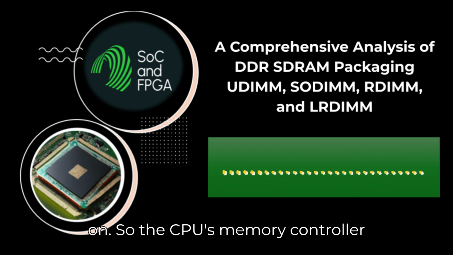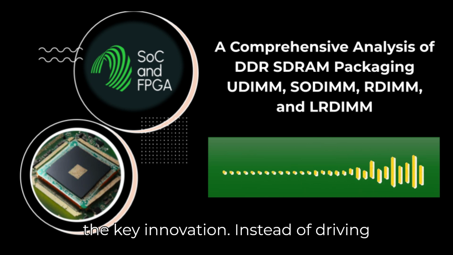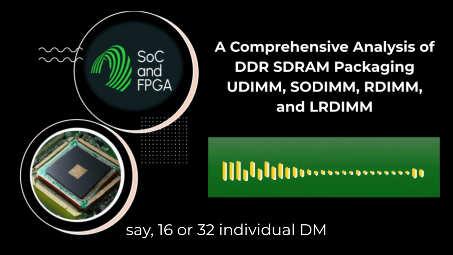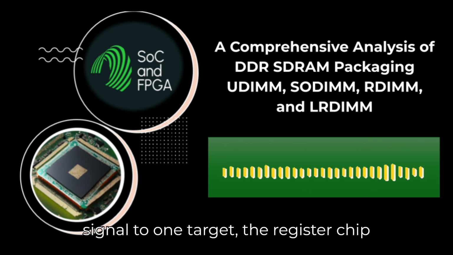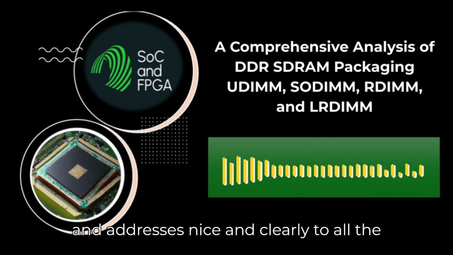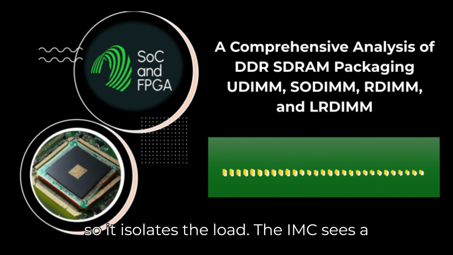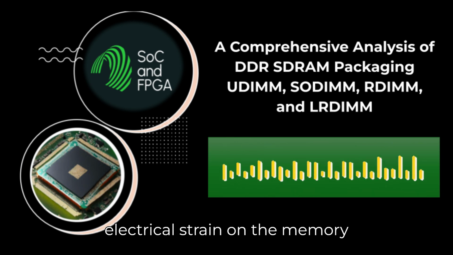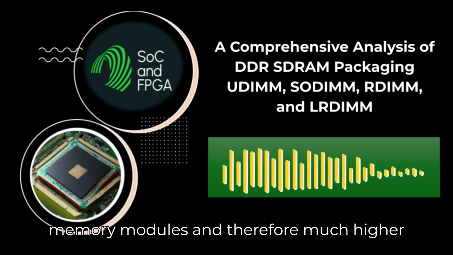Hold on, so the CPU's memory controller doesn't have to shout the instructions to every single DRAM chip anymore. That's the key innovation. Instead of driving the command, address, and clock signals to, say, 16 or 32 individual DRAM chips, the IMC only needs to drive the signal to one target, the register chip on the RDIMM. Then the register chip takes over and distributes those commands and addresses nice and clearly to all the DRAM chips on that specific module. Ah, so it isolates the load. The IMC sees a much lighter load per module. Exactly. It dramatically reduces the overall electrical strain on the memory controller, and that's what allows servers to reliably handle many more memory modules and therefore much higher total capacity.